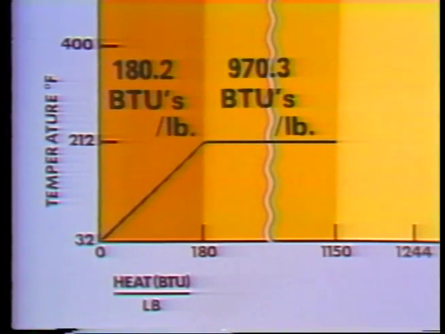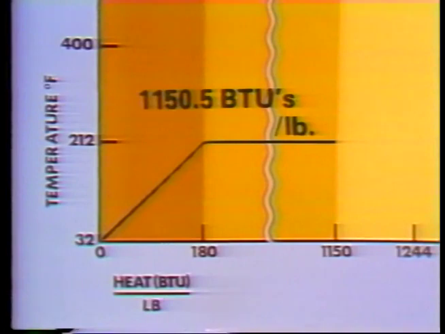970.3 additional BTUs per pound are required to change the saturated water into steam. This additional heat is called the latent heat of vaporization, which is the heat required to change all of the water into steam. A total of 1,150.5 BTUs per pound is needed to bring water at 32 degrees Fahrenheit and 14.7 PSIA to saturated steam at 212 degrees Fahrenheit and 14.7 PSIA.